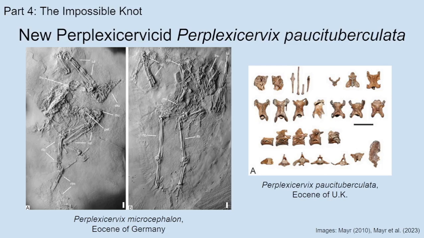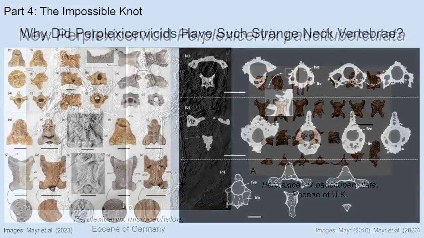Perplexicervix is the only named member of this group, Perplexicervicidae. The main thing that unites members of this group, and the most prominent characteristic of the group, is these weird vertebrae with bumps all over them. So what are these bumps actually for? Well, that was the subject of another study that came out this year, as we'll see on the next slide.